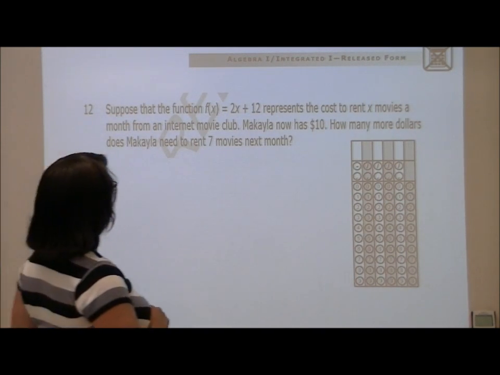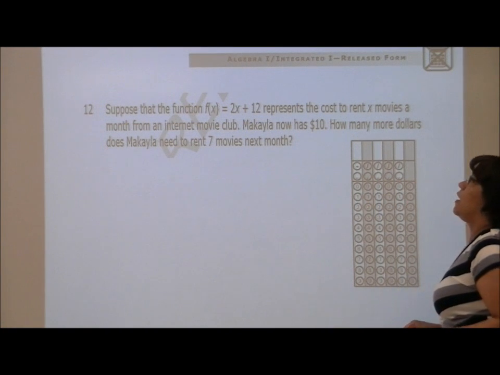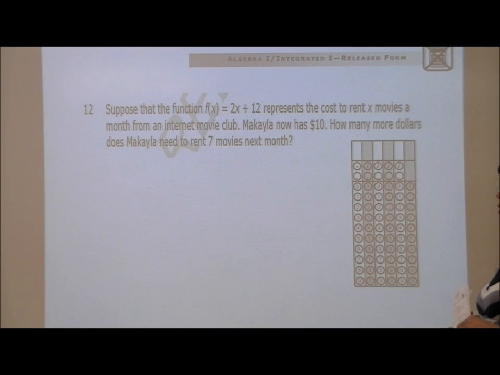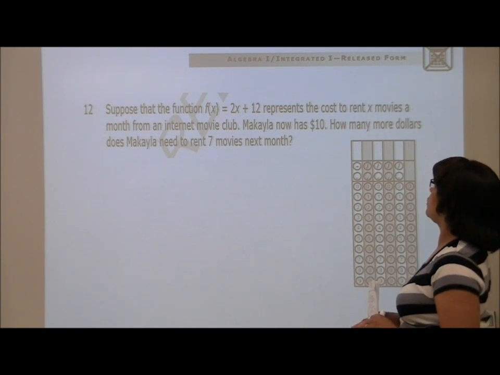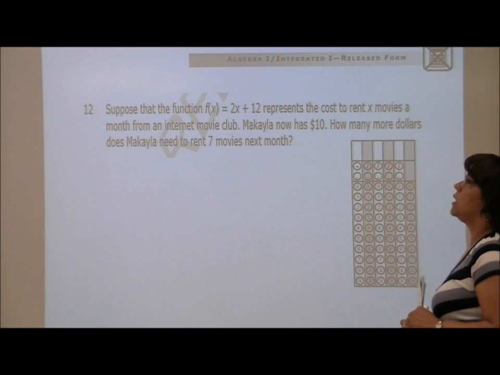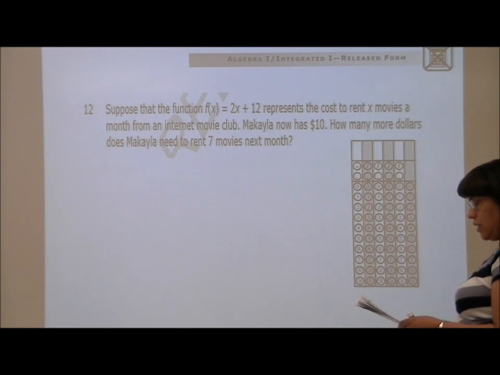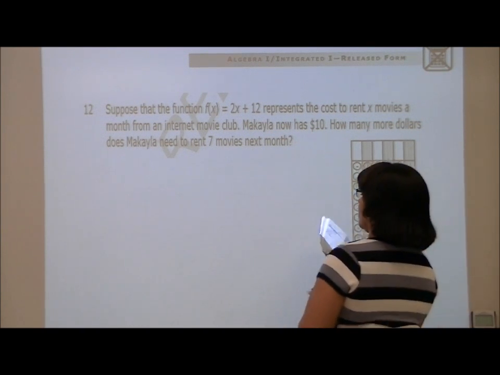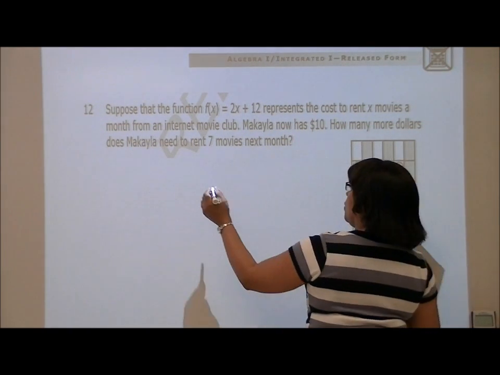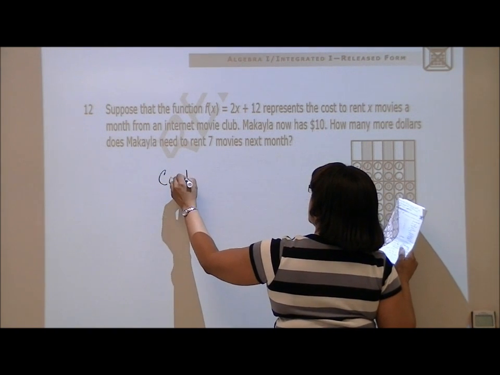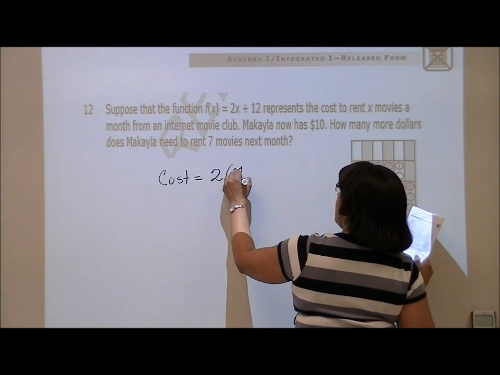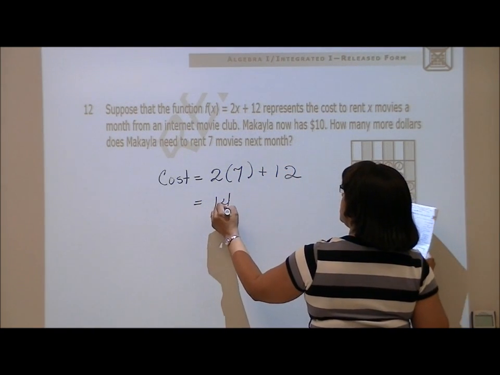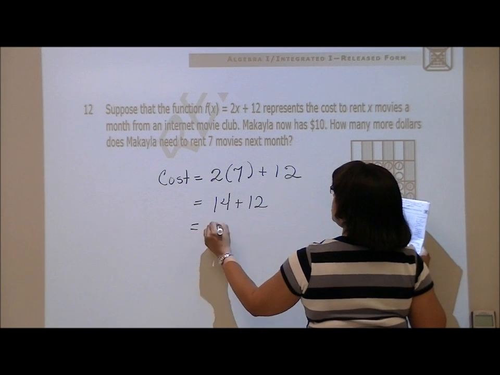Suppose that the function f of x is equal to 2x plus 12 represents the cost to rent X movies a month from an internet movie club. Michaela now has $10. How many more dollars does Michaela need to rent 7 movies next month? So the way you can approach this, you can actually approach it pretty logically. She wants, so the cost is equal to 2 times 7 movies plus 12. So that's going to be 14 plus 12, which looks like $26.